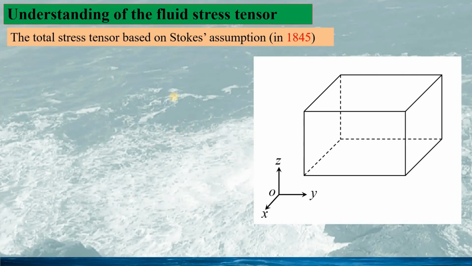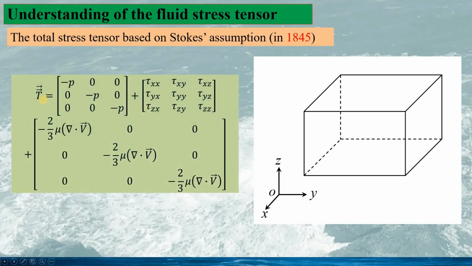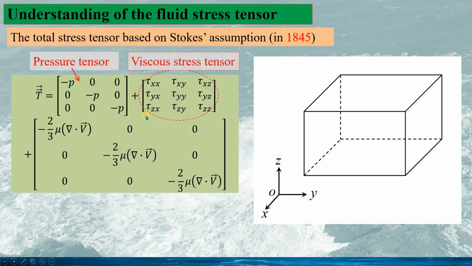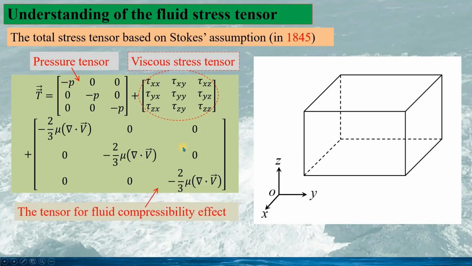For fluid, the total stress tensor would be based on Stokes' assumption in 1845. The total stress tensor would be given as capital T double arrow equaling a sum of 3 matrices. The first matrix is the tensor for the pressure, the second is the tensor for the viscous stresses, and the last term is the tensor for the fluid compressibility effect. That means if the fluid is incompressible, the last term would vanish.